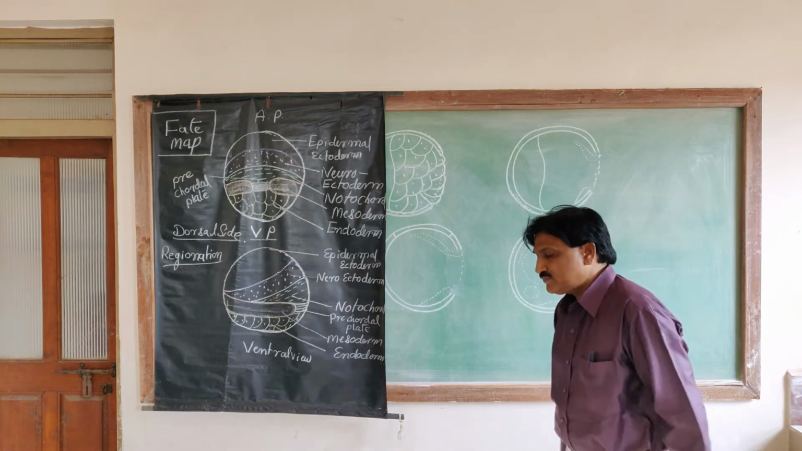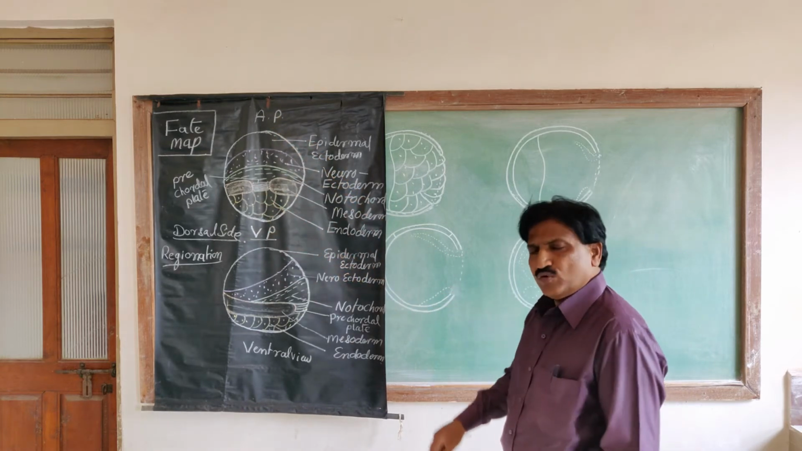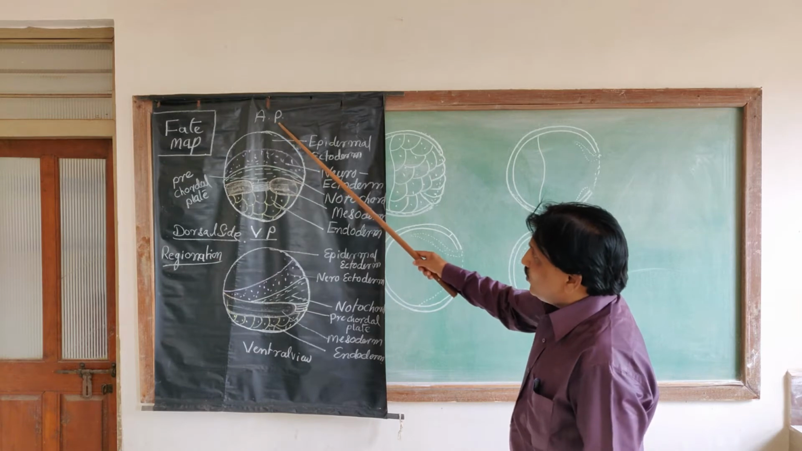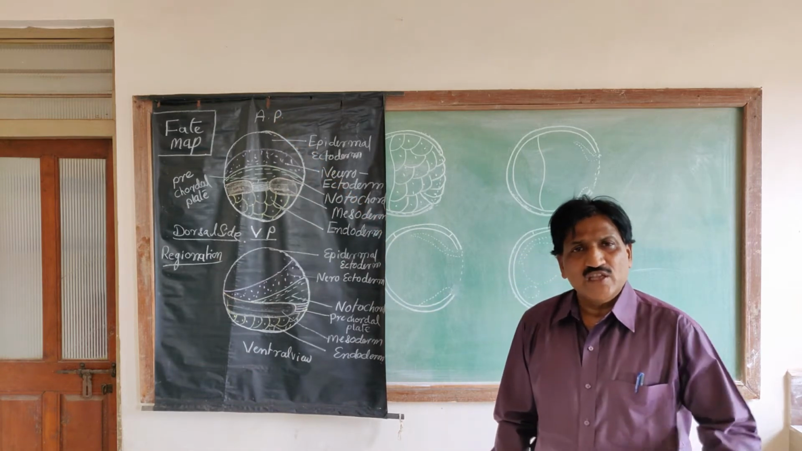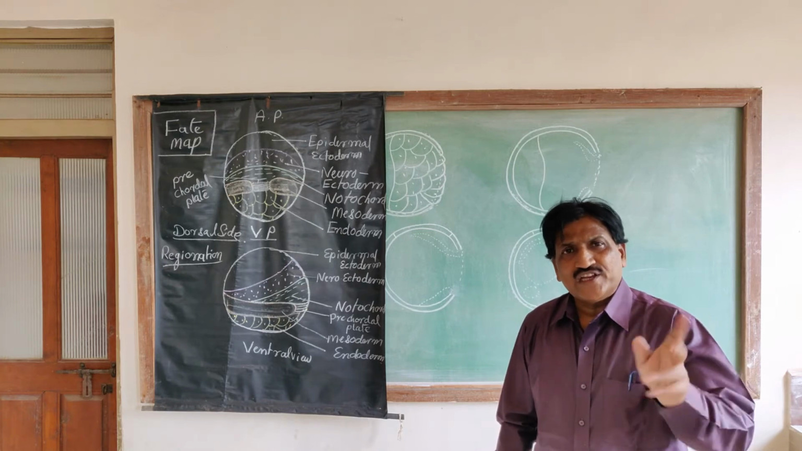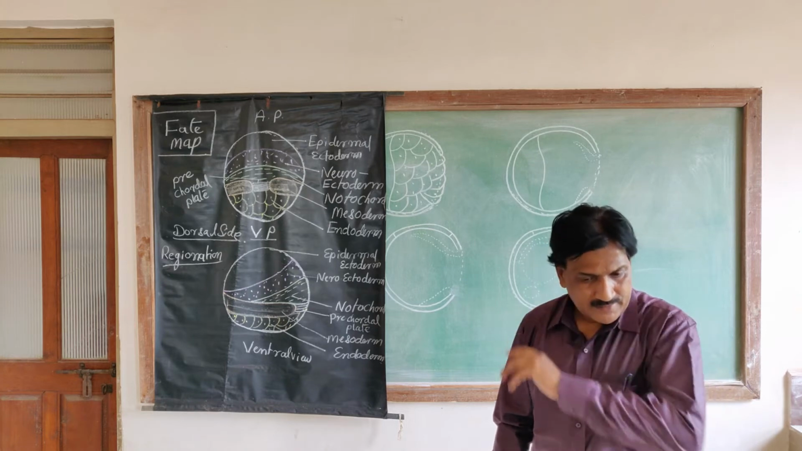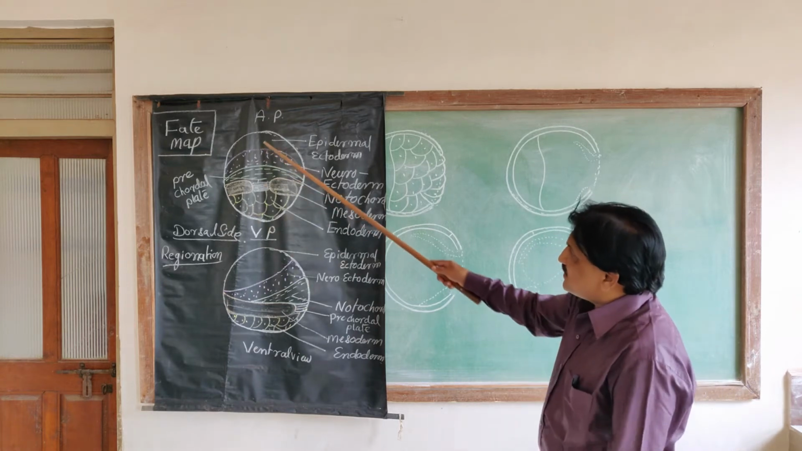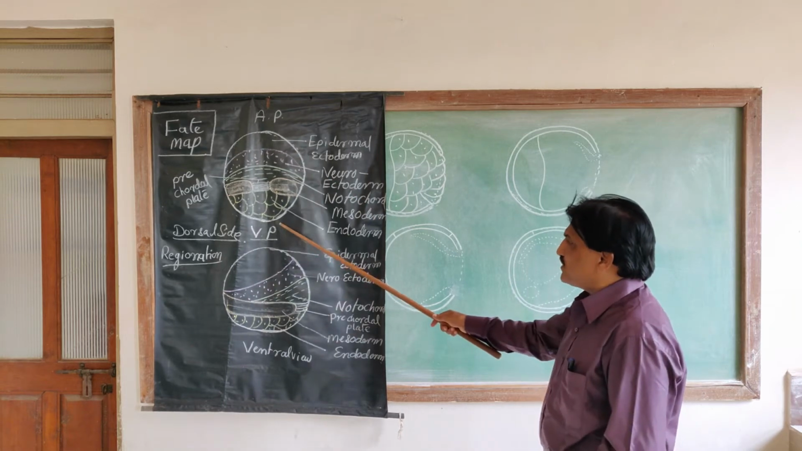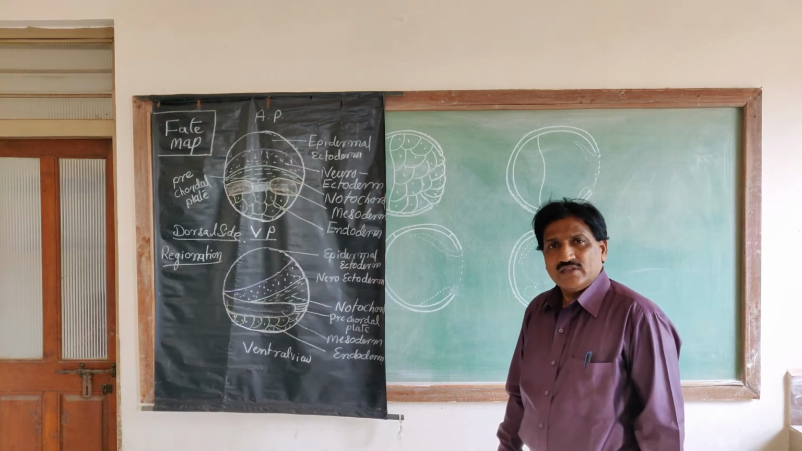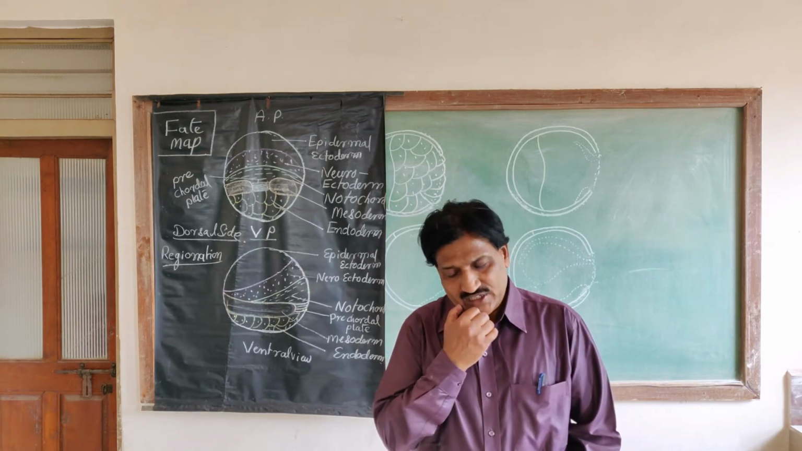Now, animal pole as well as the vegetal pole. The animal pole contains micromeres. That means in the blastula we can find 2 categories of blastomeres, micromeres and macromeres. The micromeres are present at the animal pole, whereas the macromeres are present at the vegetal pole.